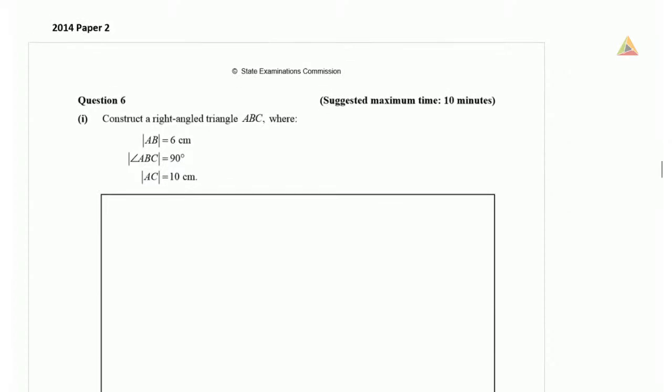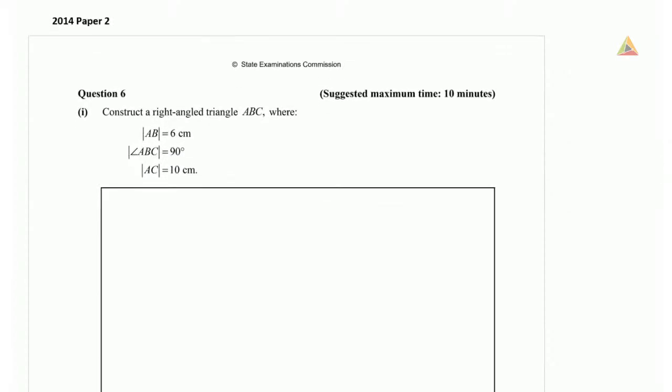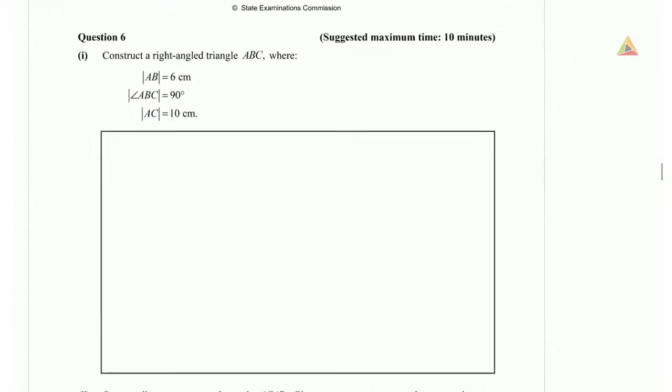So the next one now is 2014 paper 2 question 6. This question says to construct a right angled triangle ABC where the length of AB is 6 centimeters, the angle ABC is 90 degrees, and the length of AC is 10 centimeters. So you're going to start by measuring AB, which is 6 centimeters, and I'm just going to draw it here. This isn't drawn to scale, but you use your ruler. So this is A, this is B, and this length here is 6 centimeters.